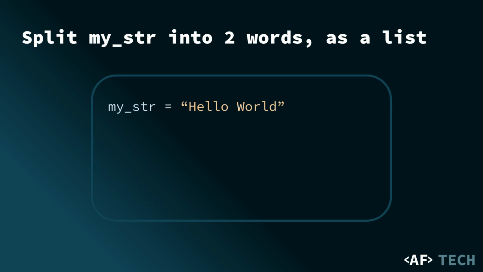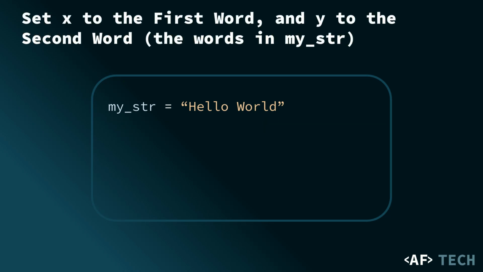Split my str into 2 words, and each word will be an item in a list. We use the dot split method to change it to a list, so we've assigned my str to the new splitted list. Now set x to the first word and y to the second word in my str. We'll just unpack x and y, because we know that there will only be 2 items in this list, so we will split it, and x will be the first one, y will be the second.